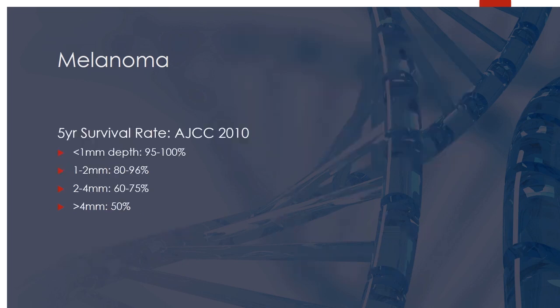So we look at our survival rate, and as discussed with the depth of invasion, if something is caught early on, obviously we know that this is going to spread less. We'll have a better chance of capturing that before it'll invade other tissues. Once our depth gets beyond 4 millimeters, there's a pretty stark 50% survival rate.